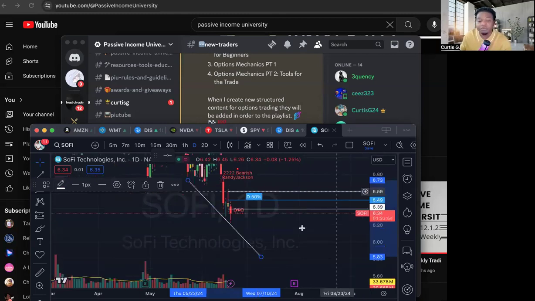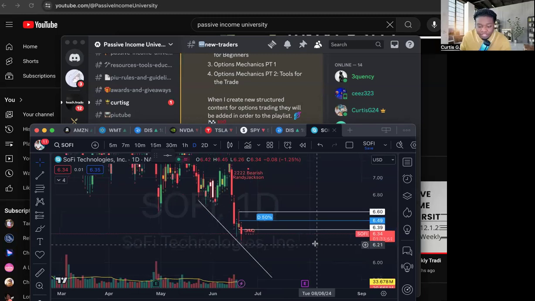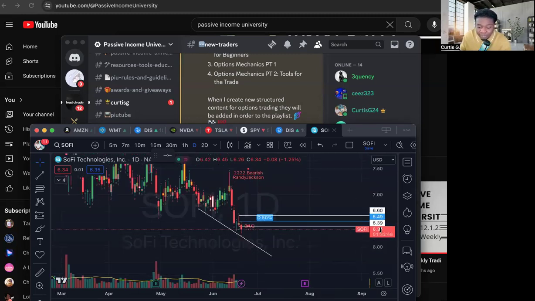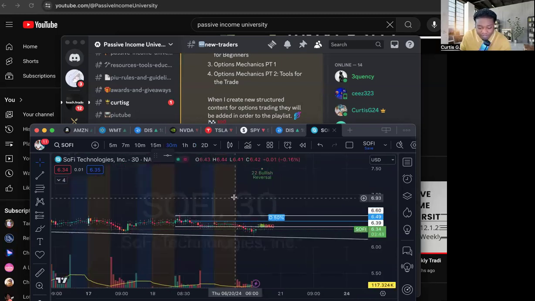But here's what I'm looking at so far. The first thing I do is I start off with the daily time frame, as you guys know, and I'll draw a rough trend line, something very, very rough, and then I'll go to the lower time frames and I'll just tighten it up.